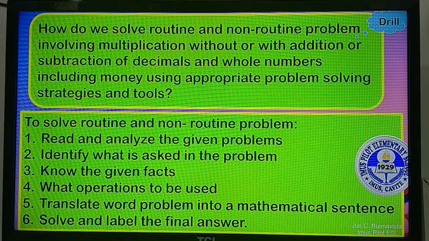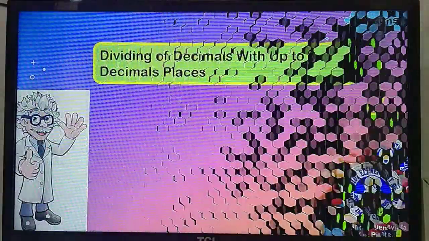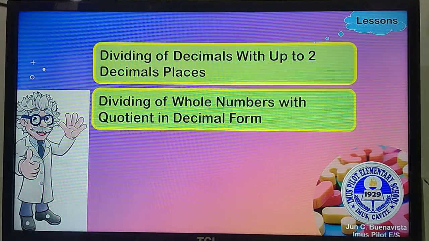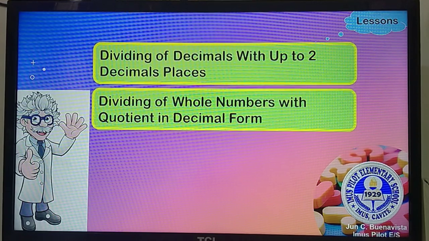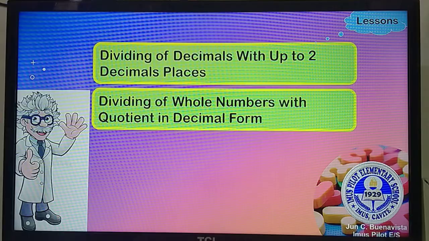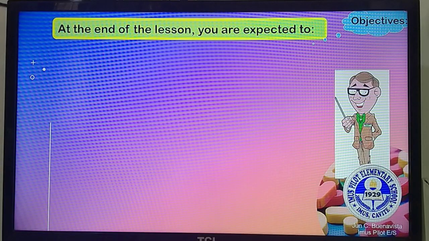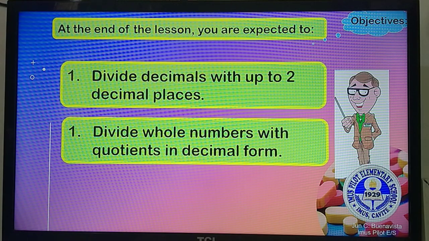Okay? So now this morning, we are going to study dividing of decimals with up to 2 decimal places. And the other one, dividing of whole numbers with quotient in decimal form. So we have 2 lessons this morning. Then at the end of the lesson, you are expected to, 1, divide decimals with up to 2 decimal places. And number 2, divide whole numbers with quotients in decimal form.